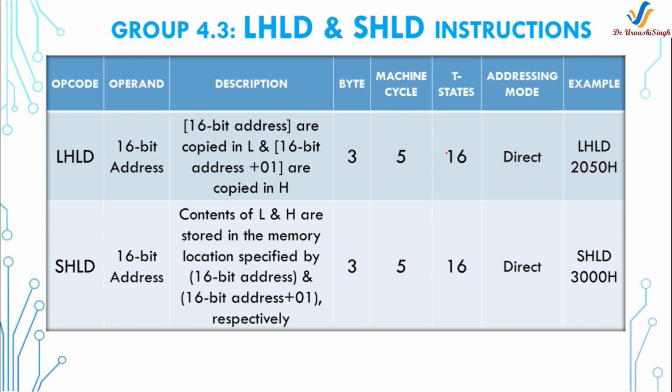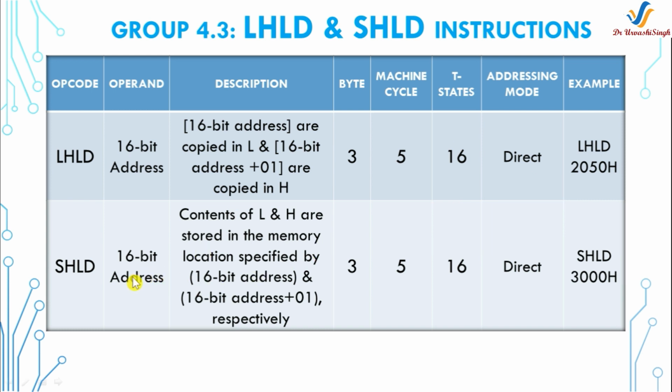So let's once again draw the memory state. Here the address is 2050 hex. Now assume the contents at this location is 1A. So according to this instruction, this 1A will be copied into the register L. And for register H, increment this address by 1, 2051 hex, and let us suppose the content is 30. So this 30 hex number will be copied into the register H. In this way, the instruction will be executed.